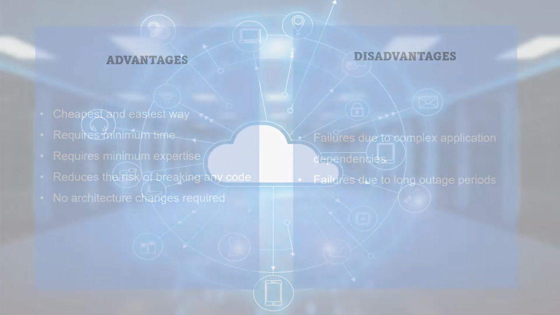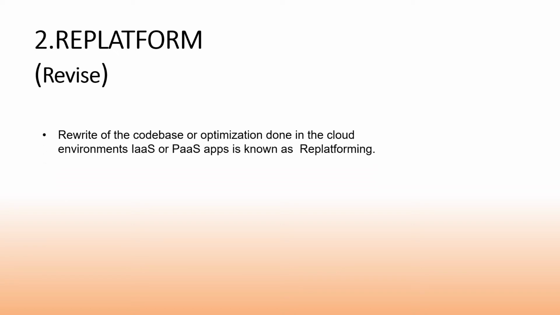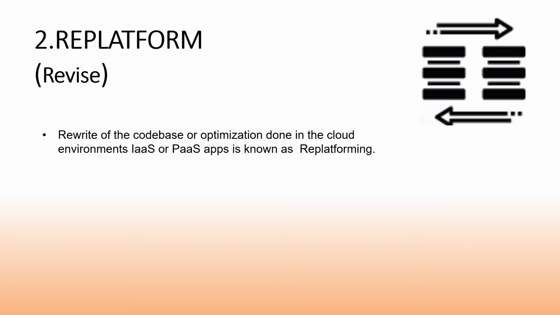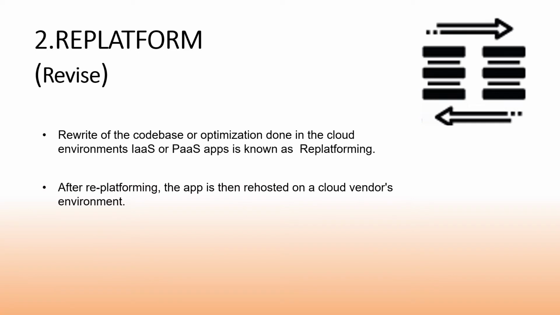Now let's talk about the second method, that is replatforming. Replatforming is done when an organization's apps are incompatible with the cloud environment. Therefore, you do a partial rewrite of the code base or optimization to revise the cloud environment's IaaS or PaaS after replatforming. So here, there are two things that you have to do. First, you replatform it, then you rehost it.